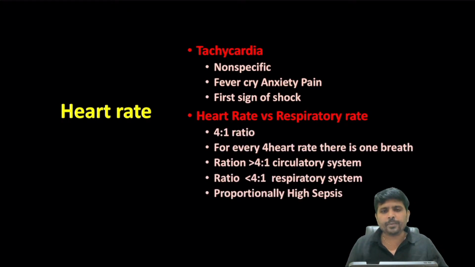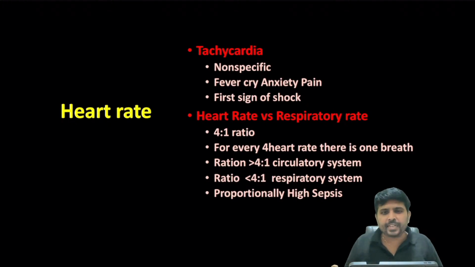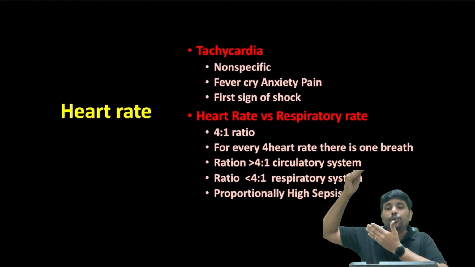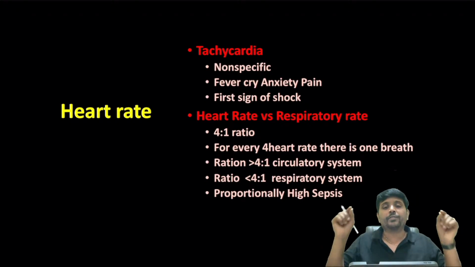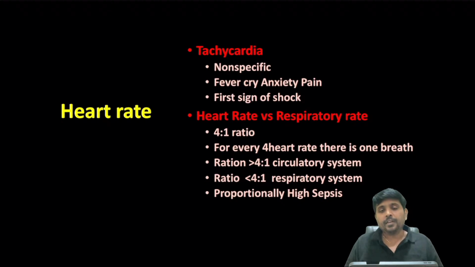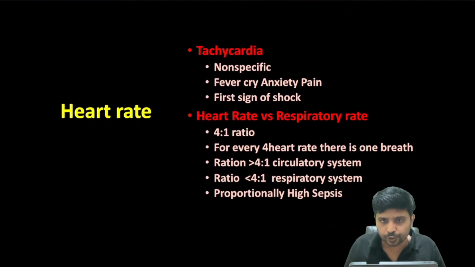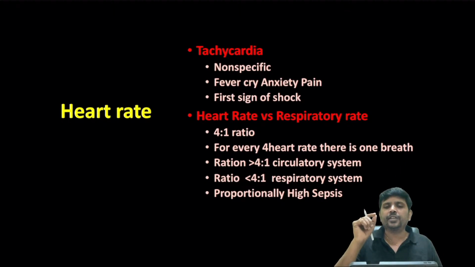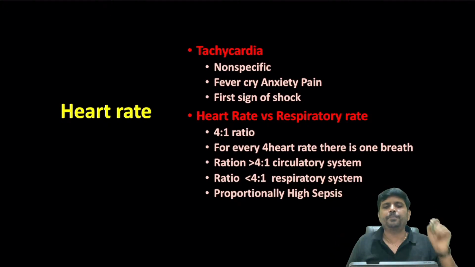Let's see. Remember, always roughly it is a 4:1 ratio. That is, for every 4 increase in heart rate, there will be 1 increase in respiratory rate. When the ratio is increased, that is, heart rate is increasing more compared to the respiratory rate, it means that your heart is damaged or you have some pathology in the heart. Whereas when your respiratory rate is increased compared to your heart rate, altering this 4:1 ratio, then there is a pathology in the respiratory system. If proportionally both heart rate and respiratory rate are increasing, then it occurs due to septic shock.